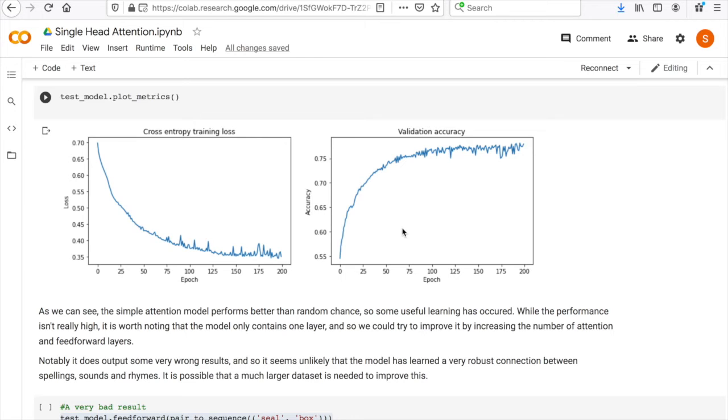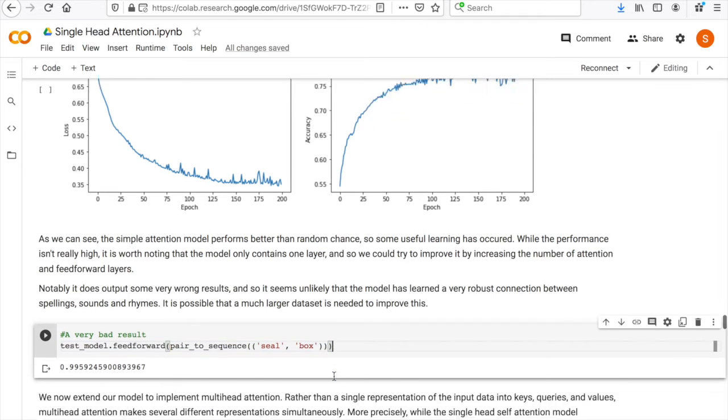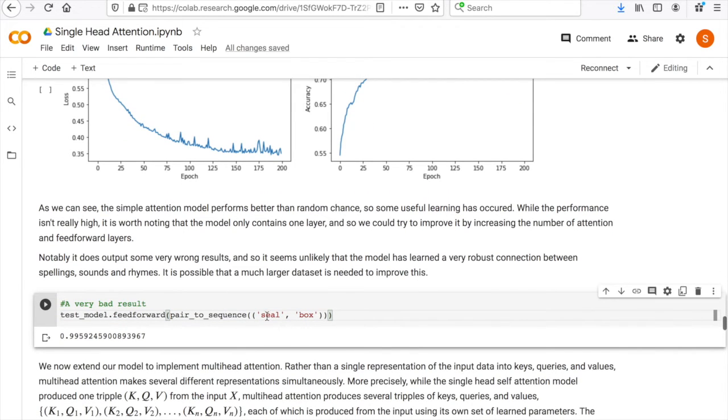However, it is a bit unclear what it actually is learning, because if we consider this input here, seal and box, it's saying that they almost certainly rhyme, which is not true. So it's learning something useful, but it's not clear whether it's learning to understand the sounds of letters and things like that.